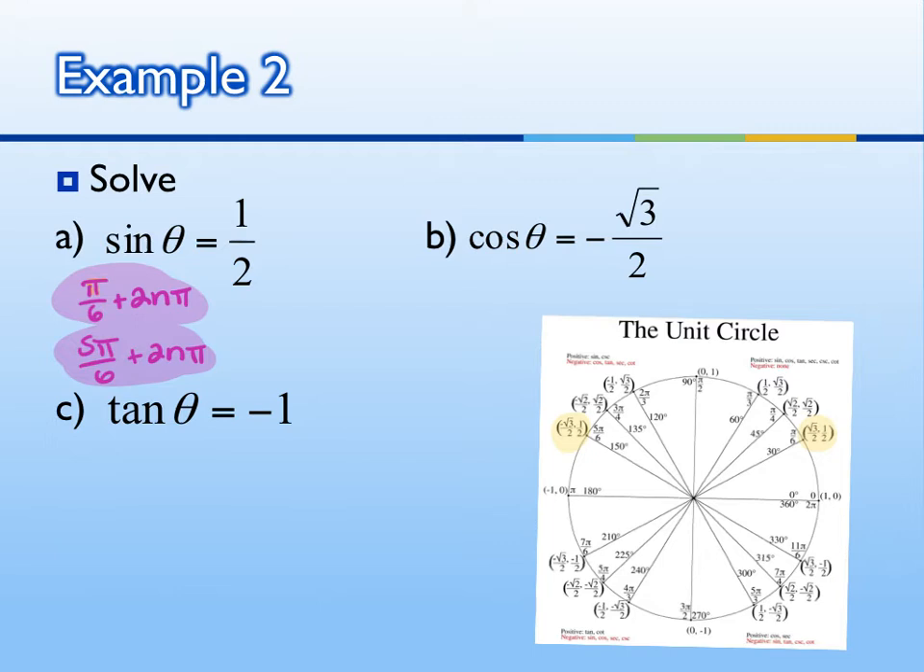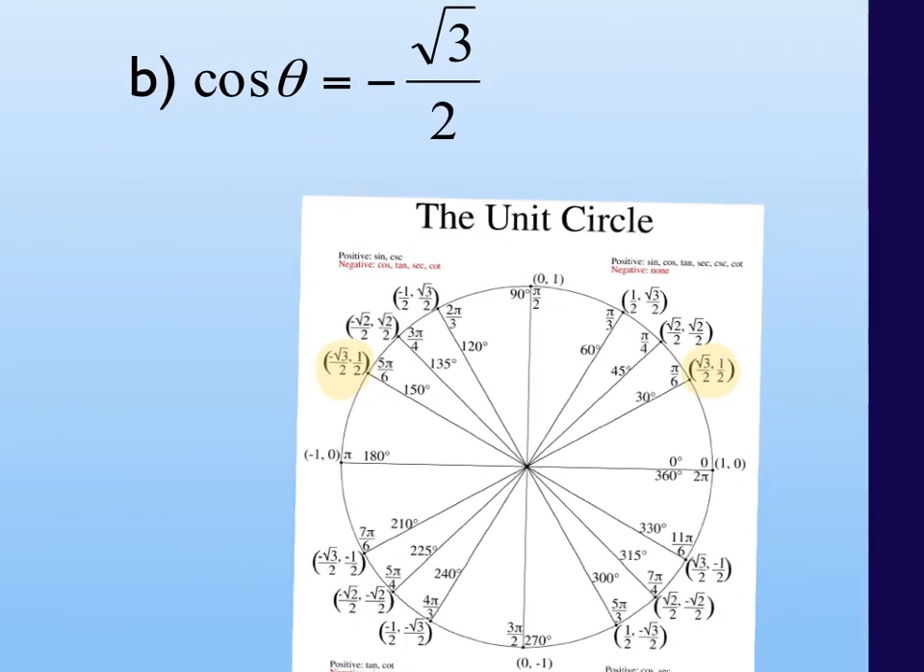B says cosine of theta equals negative root 3 over 2. So cosine, we're looking for the x, right? Where is my x negative root 3 over 2? Go ahead. 7 pi over 6. 7 pi over 6. One more. And 5 pi over 6. Good. So 5 pi over 6, 7 pi over 6, and to each of these we add 2n pi.